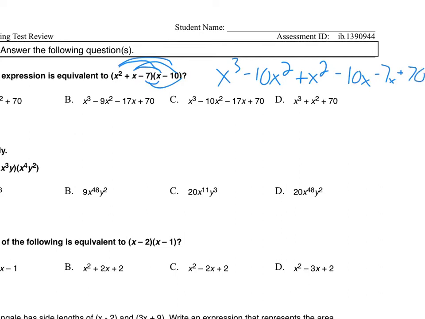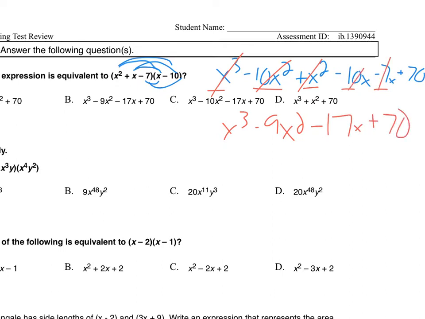Now, why I think this is a little easier is when we go to combine like terms, there's an x cubed. My like terms are right next to each other, so I don't have to go searching for them. Either way, still looking for those. So negative 10 and 1 gives us a negative 9x squared. Negative 10x and 7x gives us a negative 17x plus 70. So then our answer is, not C, B.